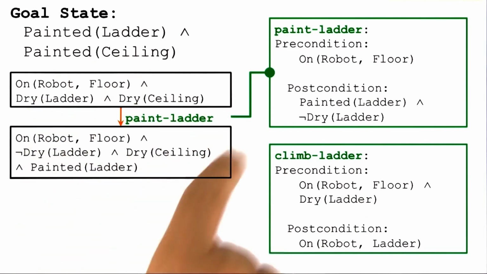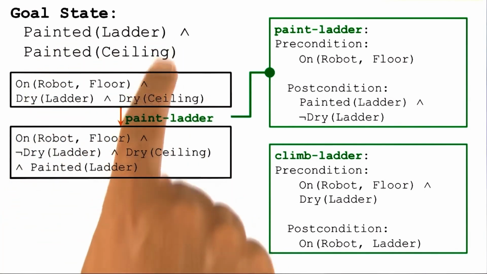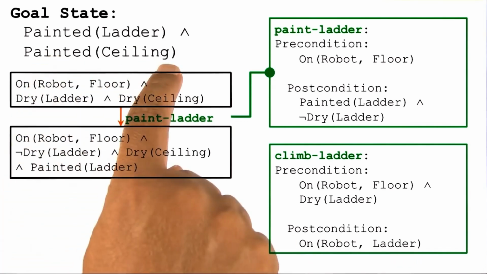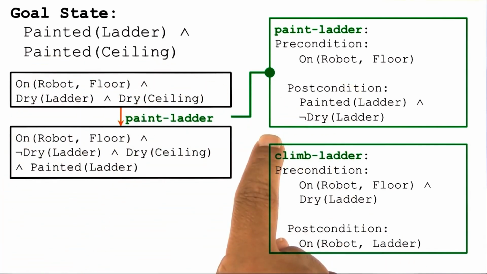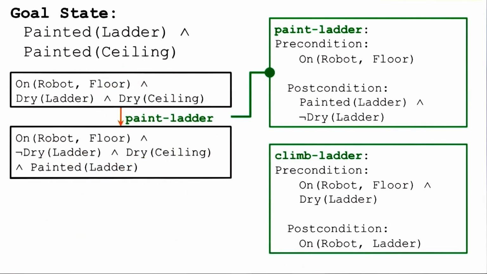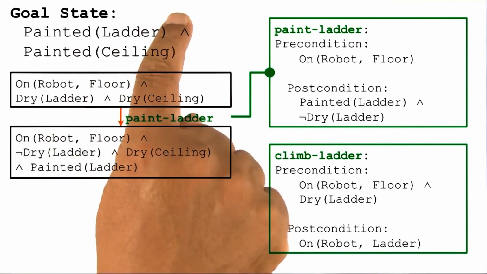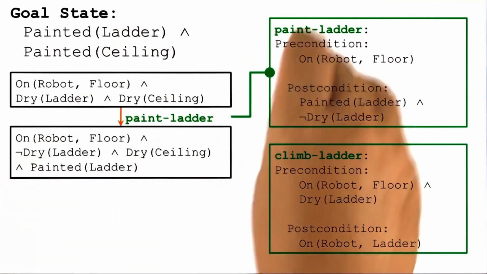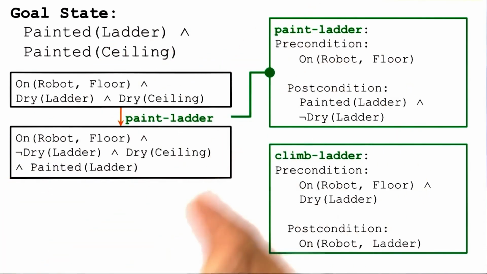To summarize, we have a plan for achieving one of the goals, painted ladder. But this particular plan clobbers achieving the other goal, painted ceiling, because it creates a condition that makes it impossible to achieve the other goal. So the question now becomes, how may an intelligent agent actually reason about the conflicts between these goals? How can planning systematically find out how to organize these various operators so that these conflicts do not occur?